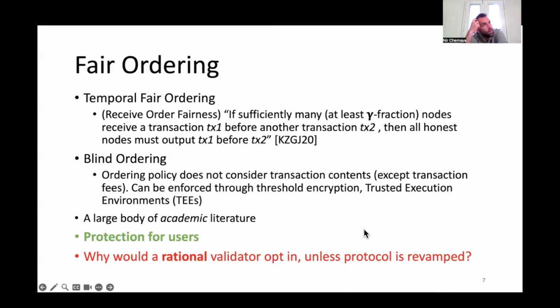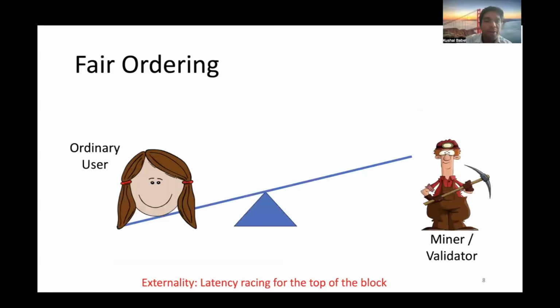Yeah. So whenever I say rational here, I do mean short-term sighted or myopic behavior. Makes sense. Thanks. Okay. So the way I represent this, the power balance here is that users would be happy in this approach, but miners or validators have no incentives to jump on it, at least no short-term incentive to adopt this. And there's a slight asterisk here as well, which is that this approach does have an externality.